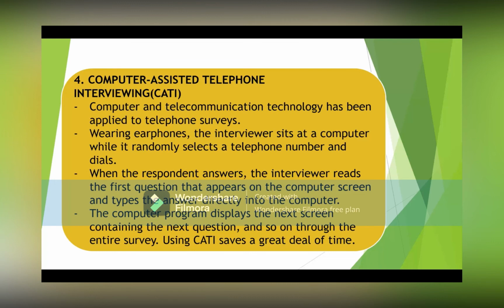Number 4. Computer-assisted telephone interviewing. Computer and telecommunication technology has been applied to telephone surveys. Wearing earphones, the interviewer sits at a computer while it randomly selects a telephone number and dials. When the respondent answers, the interviewer reads the first question that appears on the computer screen and types the answer directly into the computer. The computer program displays the next screen containing the next question, and so on through the entire survey. Using CATI saves a great deal of time.